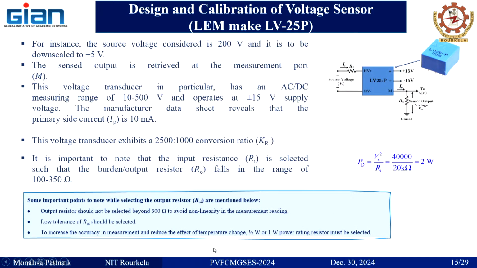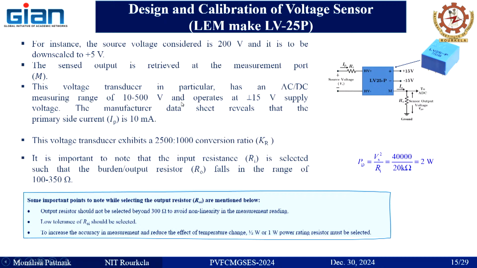We are using the LEM LV25P Hall effect voltage sensor for the voltage measurement. Here the voltage that can be measured is in the range of 10 to 500 volt, and it operates on a plus or minus 15 volt power supply.